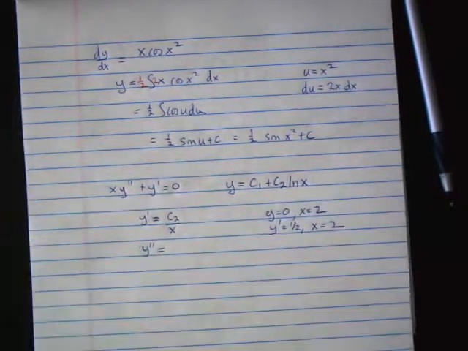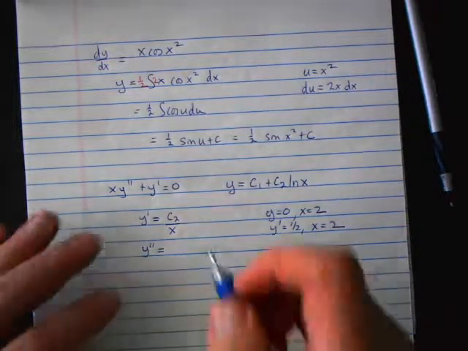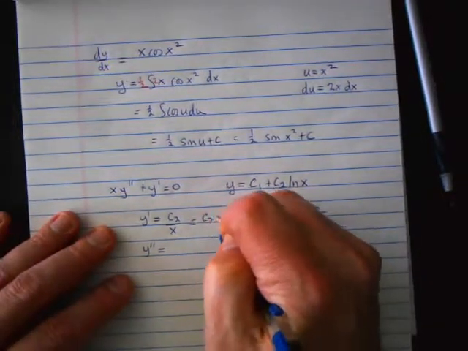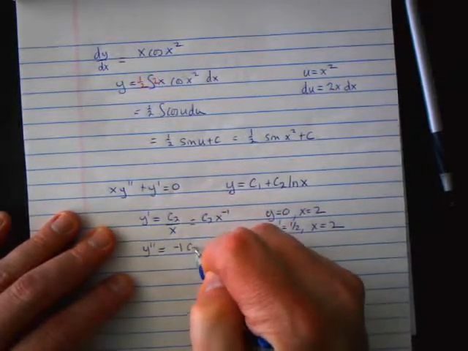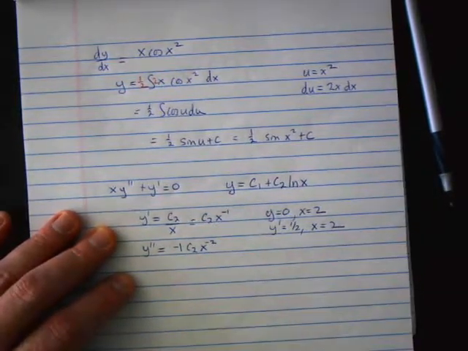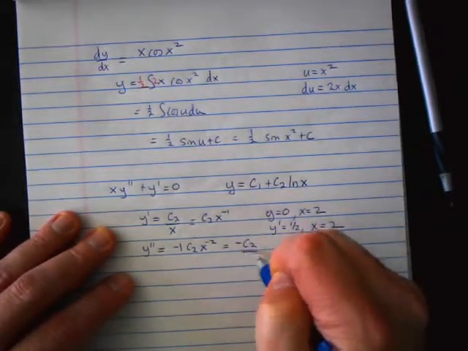So what's y double prime? Negative x to the negative 2. Think of this as c2 x to the negative 1. So you're going to bring the negative 1 down. You're going to have negative c2 x to the negative 2. And I might write that as negative c2 over x squared.